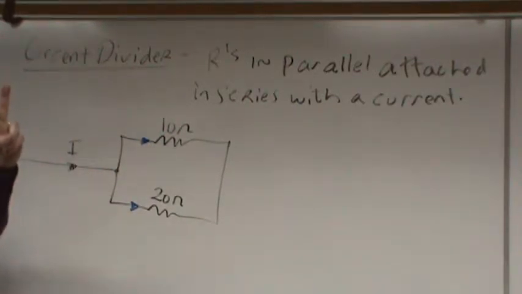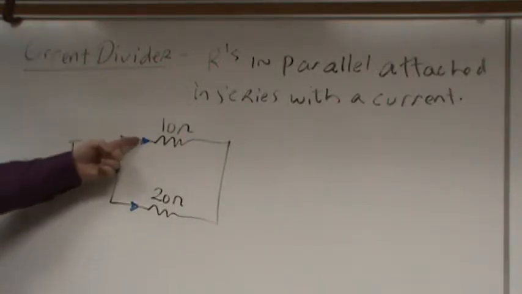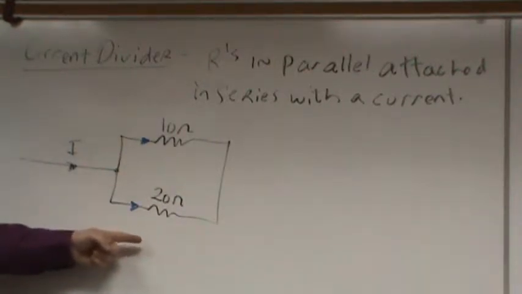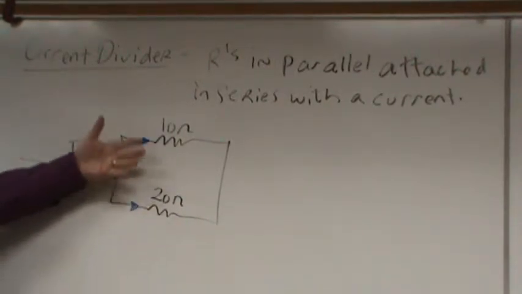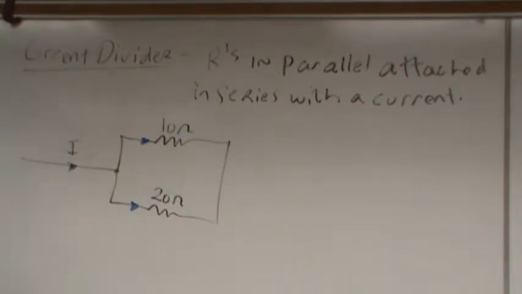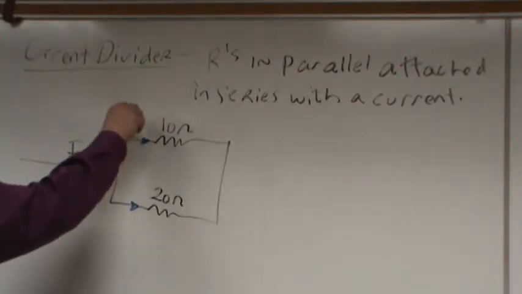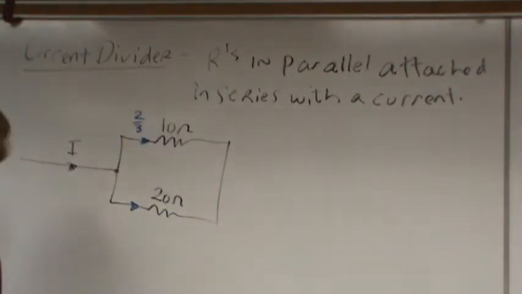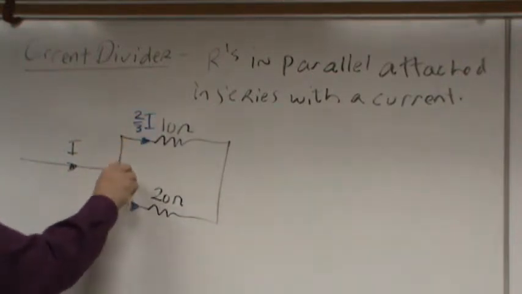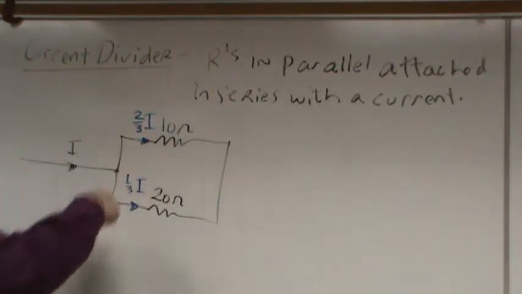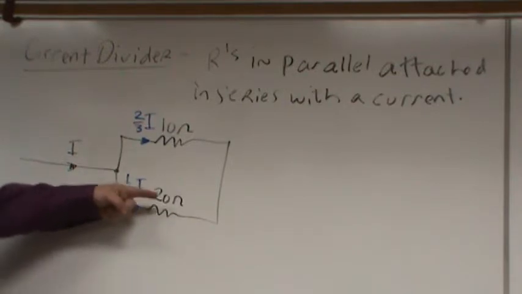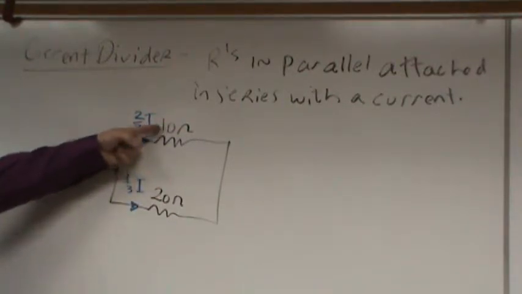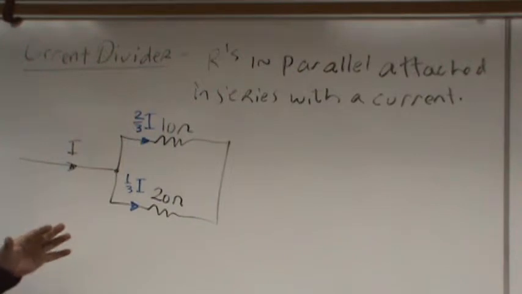How many times more current is he going to get than this guy? Good, 2 times. Unlike voltage dividers, a current divider divides the current in a ratio that's inversely proportional to the ratio of the resistors. This guy gets twice the current, this guy gets half his current. The ratio of the resistors is 2 to 1, so the ratio of the currents is 2 to 1, only going the other way. Let me write that down.